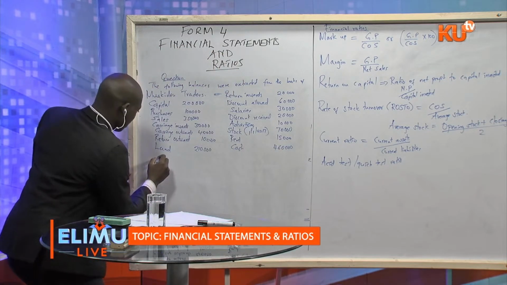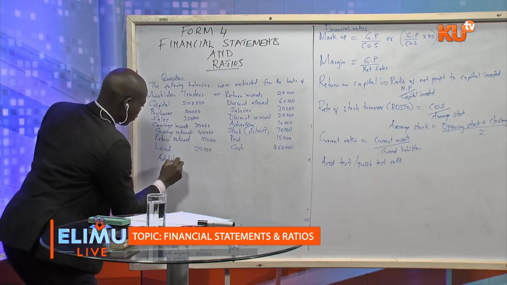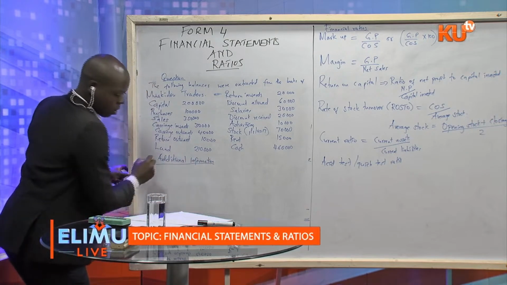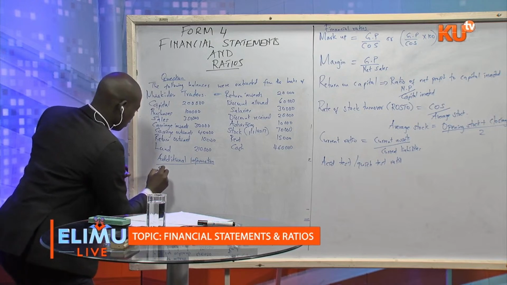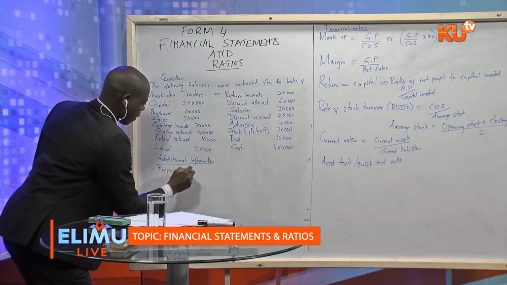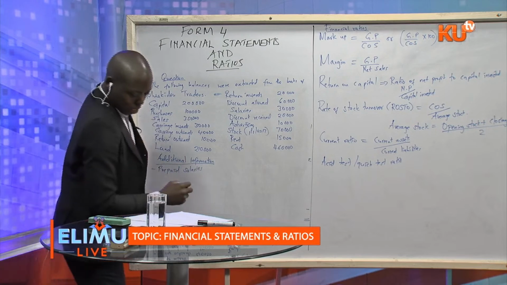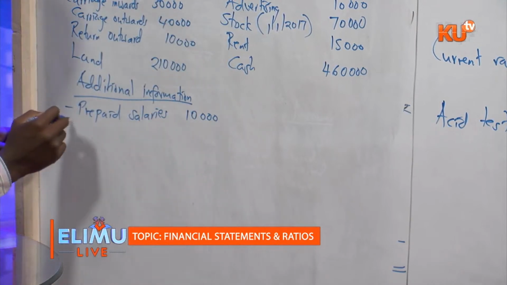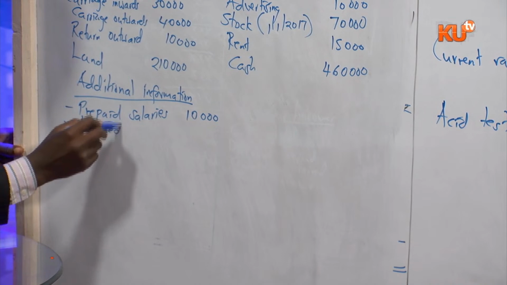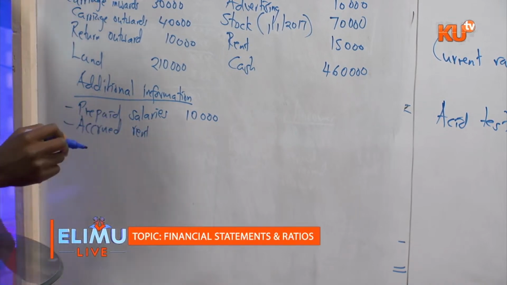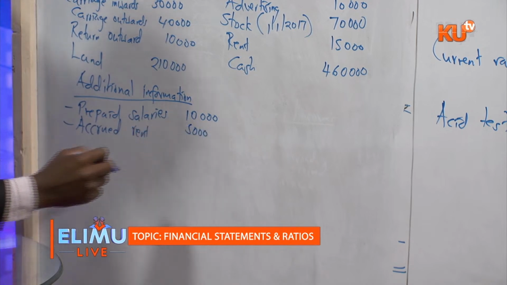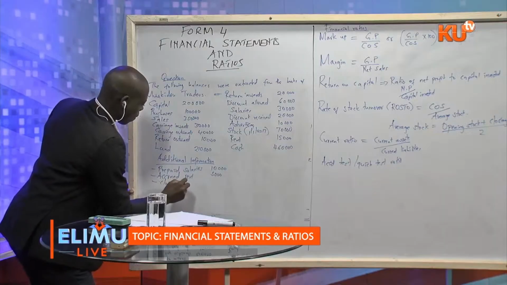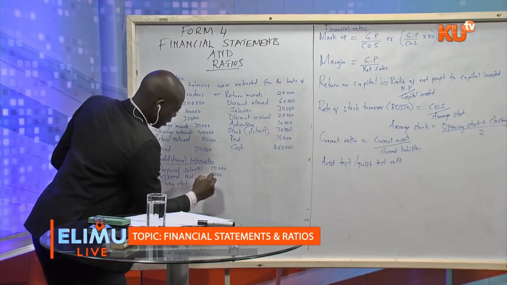Further, additional information is also given. Number one, we have prepaid salaries amounting to 10,000. We have accrued rent amounting to 5,000. And then finally we have closing stock amounting to 30,000.